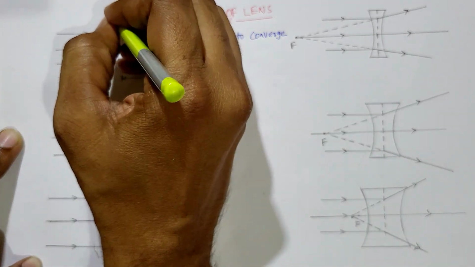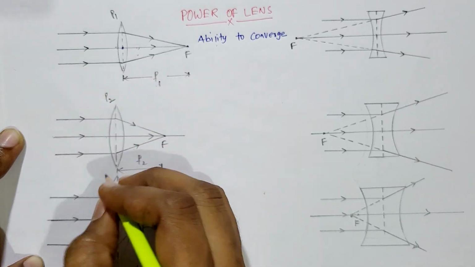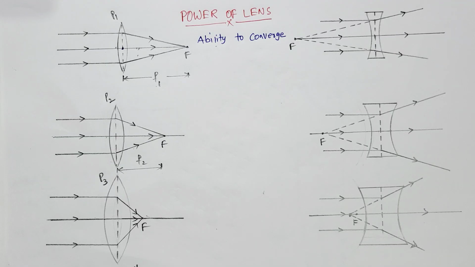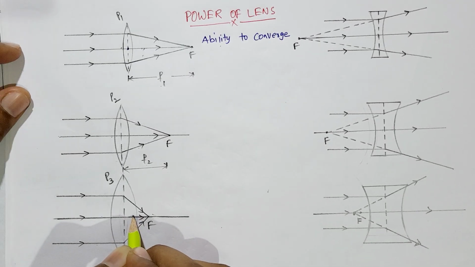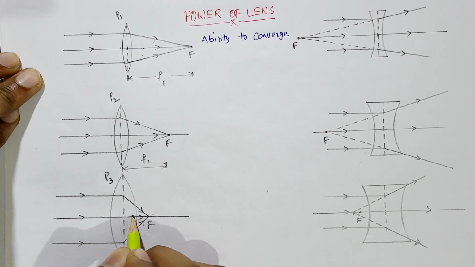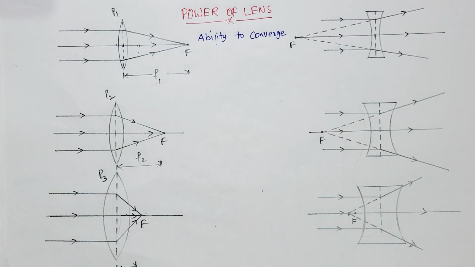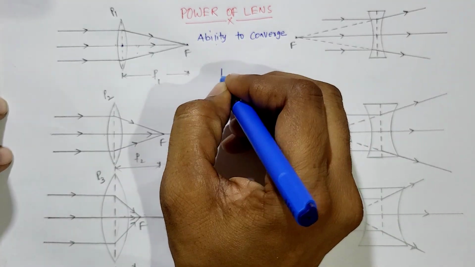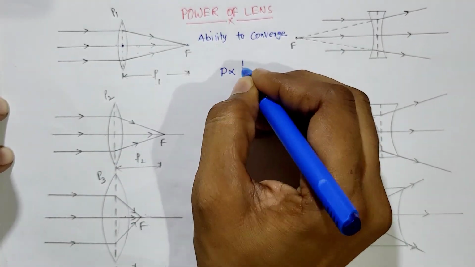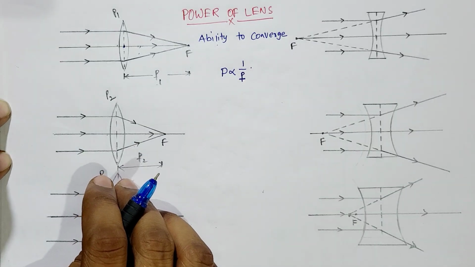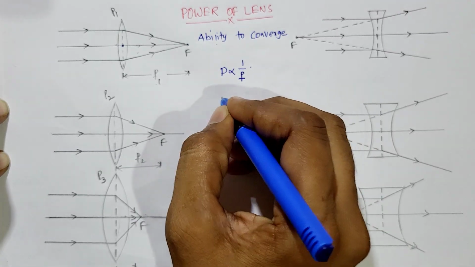Imagine the power of this lens is P1, the power of this lens is P2, and the power of this lens take it as P3. If you look at the power and focal length, this lens has more power, so the focal length is very less. And you look at the first lens, this lens has very less power and the focal length is very high, correct? So what can we say? We can say that power of a lens is inversely proportional to the focal length. And the proportionality constant will be 1 here.